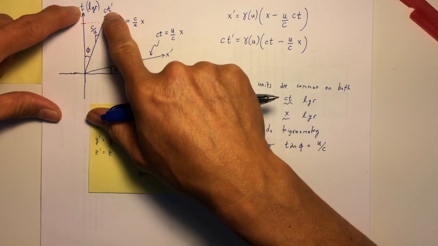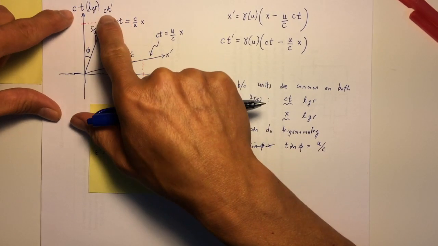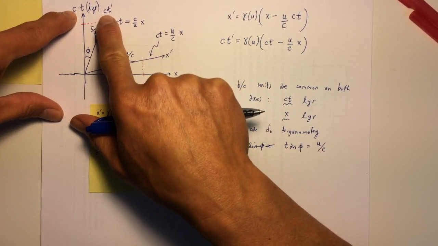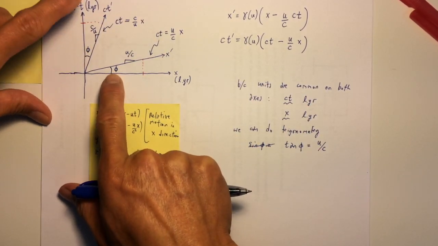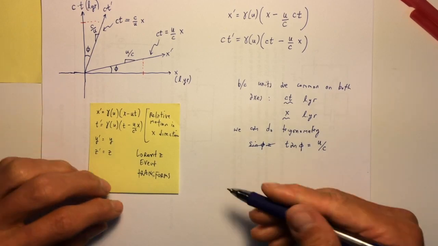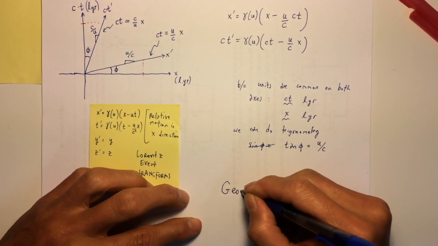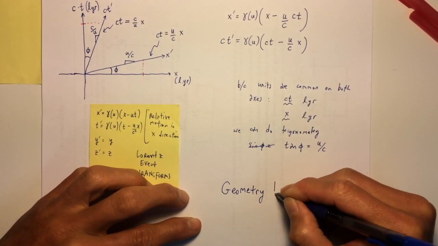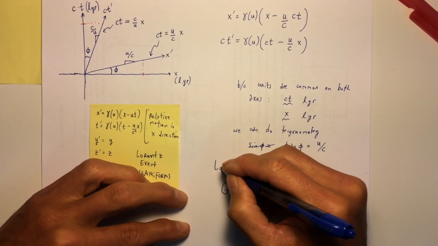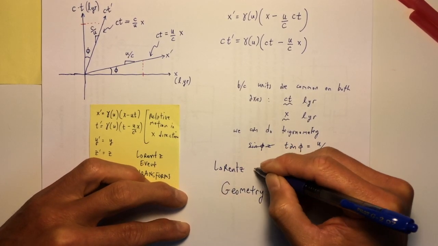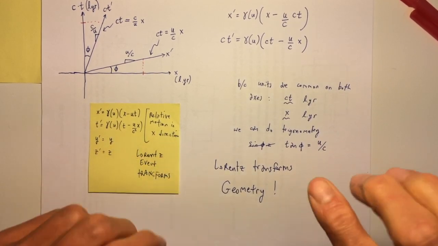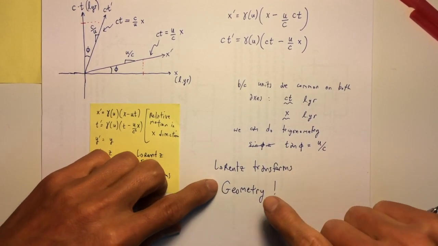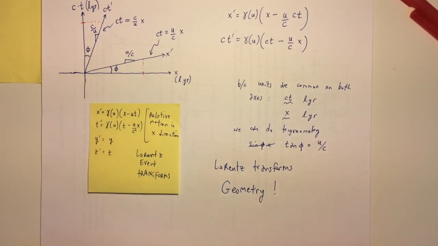So if I scale the time axes with an extra factor of c, what it does is it lets me talk about an angle, and this becomes really a geometry problem. That is, Lorentz transforms are just the geometry of spacetime.